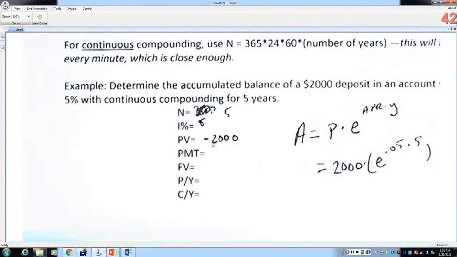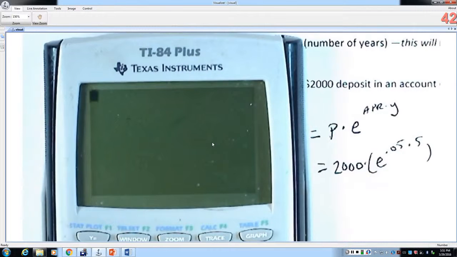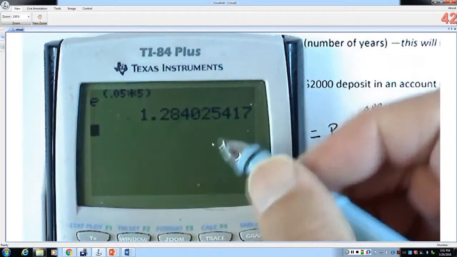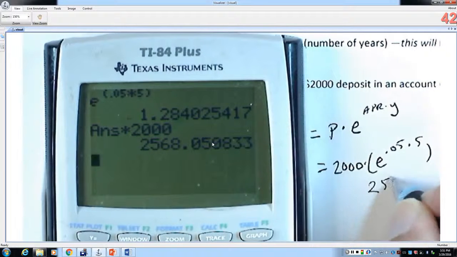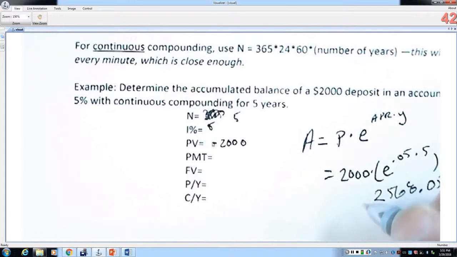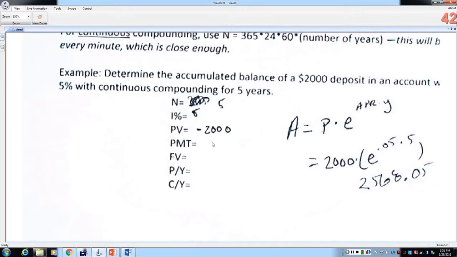I'm going to calculate this first because it's easier for me. I go to second and e, then raise it to the power of 0.05 times 5, and press enter. Then I multiply that by 2,000 and I get 2,568.05. That would be my future value right there. 2,568.05 is your future value.